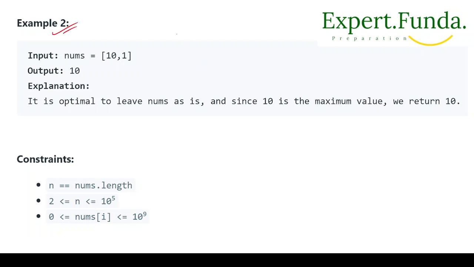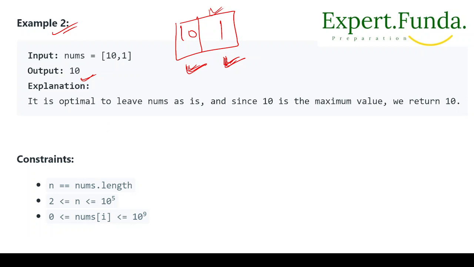Now understand example 2. In example 2, the values are 10 and 1, right? If you perform any operations to make it this one, you would have to increase this one, and this is 10. We have to decrease this one and increase that one, so that is not possible. In that case we will return 10 only, because we do not want to perform any operations here. So 10 is the maximum value, we will return 10 here.